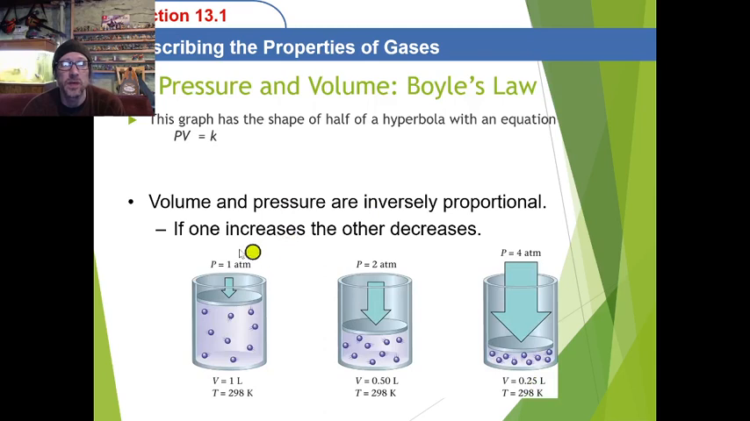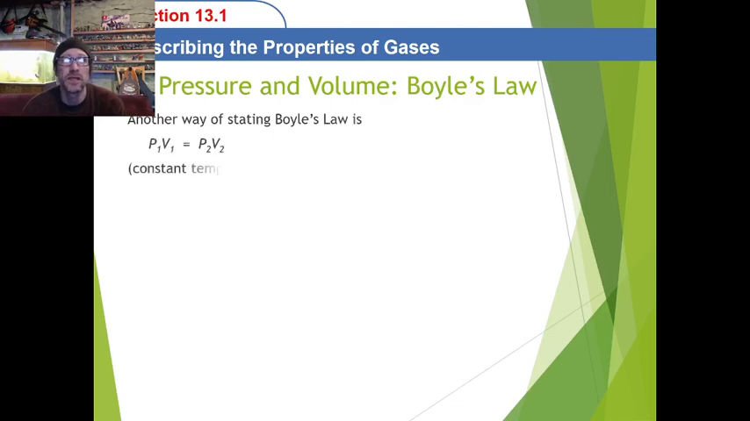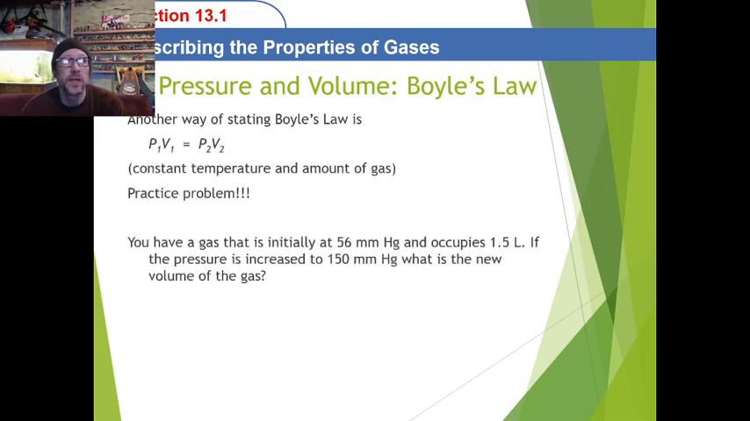Again, here's another situation. I had this under 1 atmosphere, now it's under 2 atmospheres, and we've cut the volume in half. Kind of goes along like that, but it is kind of a weird one. So we can set two things equal: P1 V1 equals P2 V2. This happens at constant temperature and constant amount of gas.